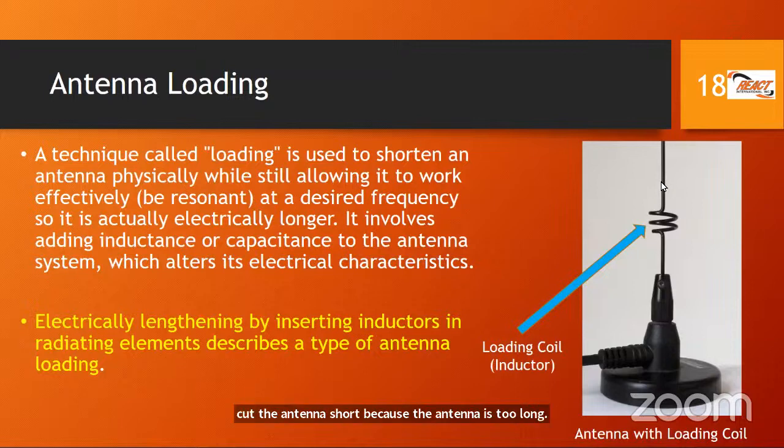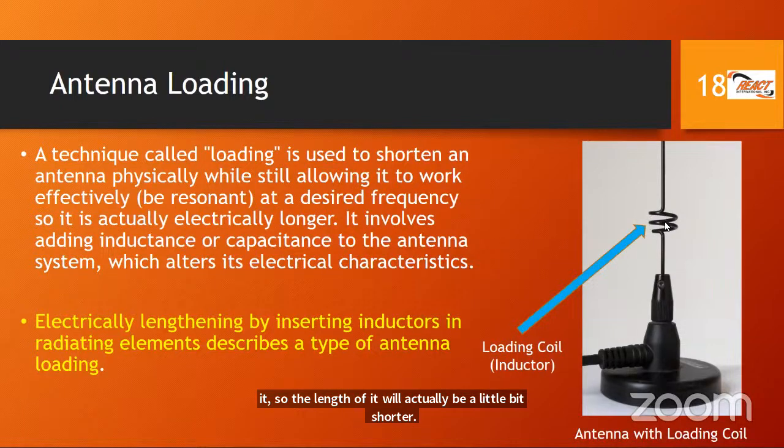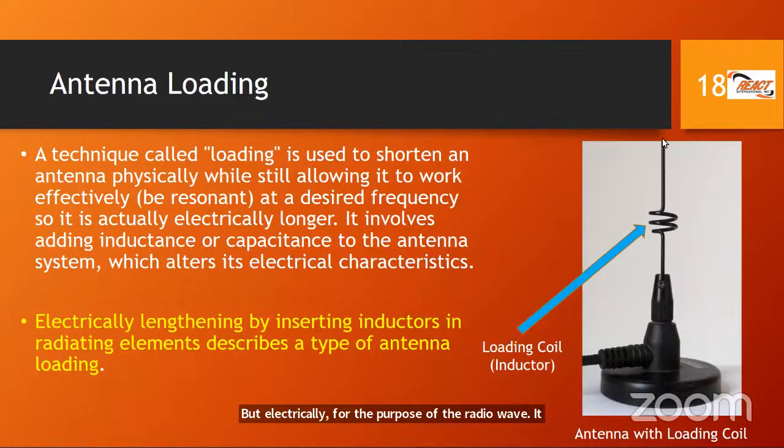What I can do is load the antenna by coiling up a bit of it. So the length of it will actually be a little bit shorter, but electrically, for the purpose of the radio wave, it will still be the length of the entire antenna. So we are kind of shortening it vertically. That's what we're doing by coiling up a piece of it. And that coiling up there is called antenna loading.